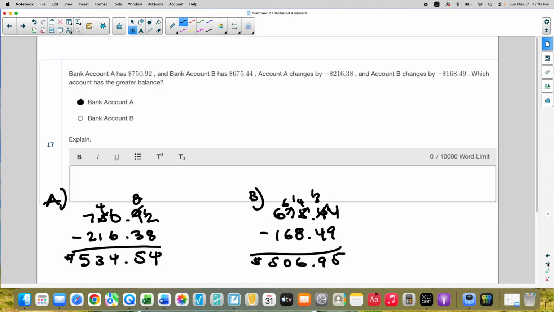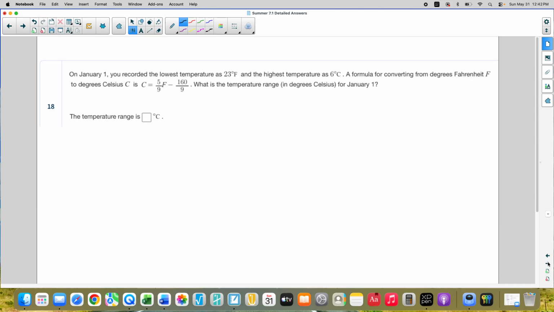Explain? Well, this is my explanation. 18. On January 1st, you record the lowest temperature as 23 degrees Fahrenheit and the highest temperature as 6 degrees Celsius. A formula for converting from degrees Fahrenheit to degrees Celsius is a very famous, and actually that's not it. Typically we convert from Celsius to Fahrenheit, but this is the one. What is the temperature range in degrees Celsius for January 1st?